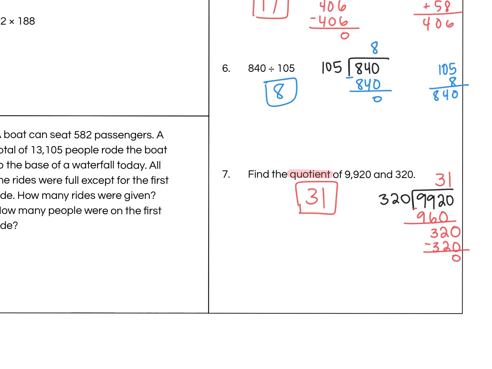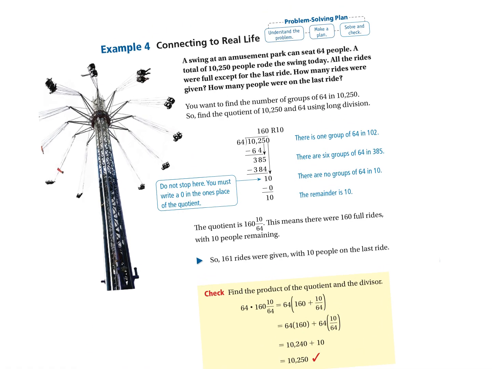Okay. So you should have worked out 6 and 7, or you were trying to. Number 6, 105 goes into 840 exactly 8 times, so your answer is 8. On number 7, your key word here is quotient. I said earlier that when you see the word quotient, you know you should be dividing. You have to know those vocab words for division. Quotient is the answer to a division problem. So I'm going to divide 9,920 by 320, and my answer is 31. How are we feeling so far? I'm good.